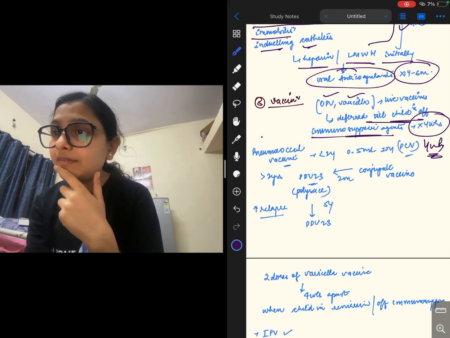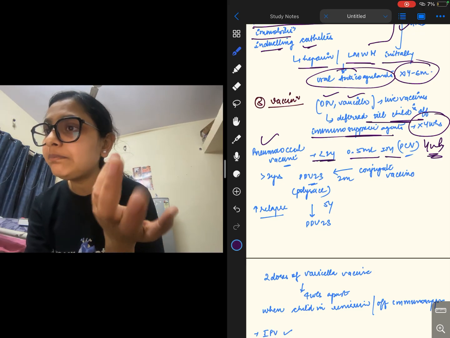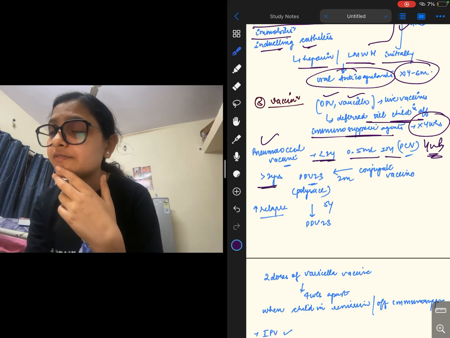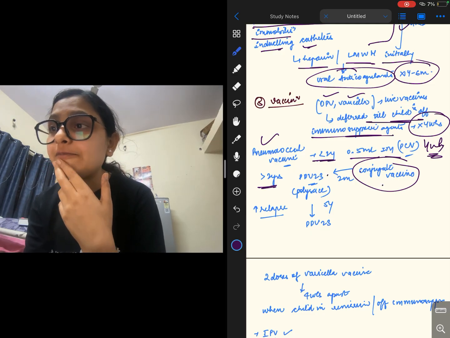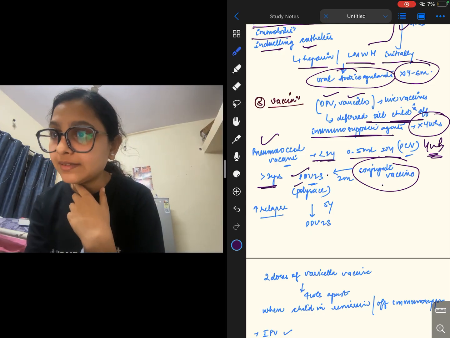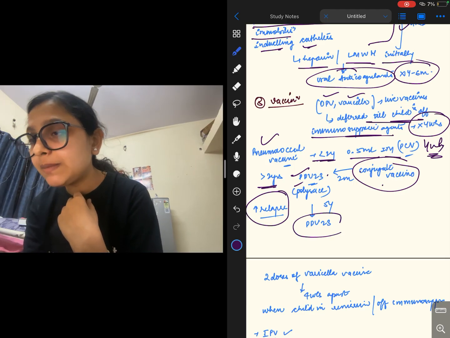But you have to give pneumococcal vaccine in them. If less than 2 years, give 0.5 ml IM. If more than 2 years, first give pneumococcal conjugate vaccine, and with a gap of 2 months, give PPV23 polysaccharide vaccine. If increased relapse, then you can also give a booster after 5 years, PPV23.